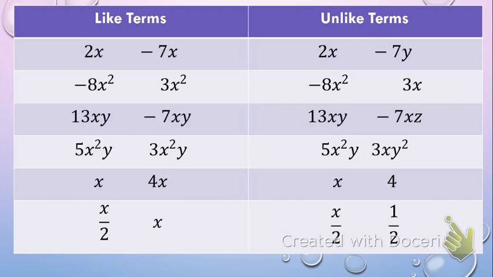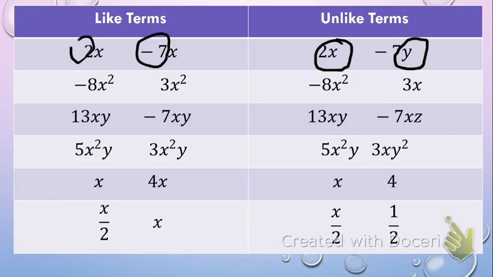Like terms, we have 2x and minus 7x. The variables are exactly the same, x and x. The coefficients, the 2 and the minus 7, are the different parts. That doesn't matter. So those two are like terms. But looking at 2x and minus 7y, having a look at the variables on that one, we have x and we have y. They're different, so they're not like terms.